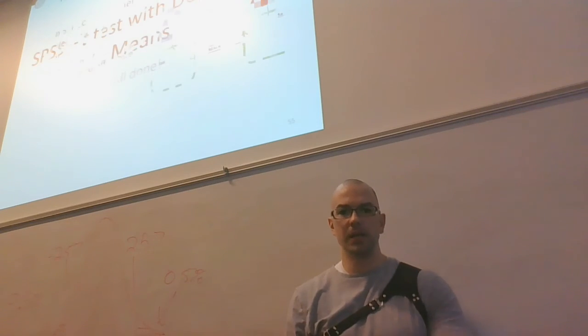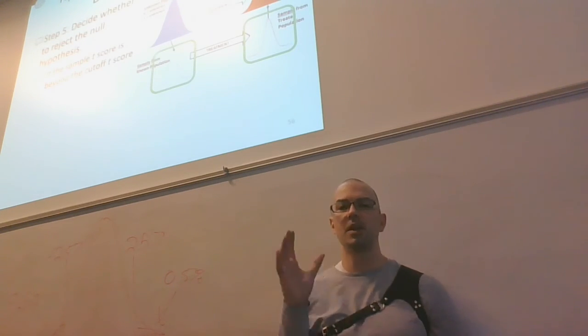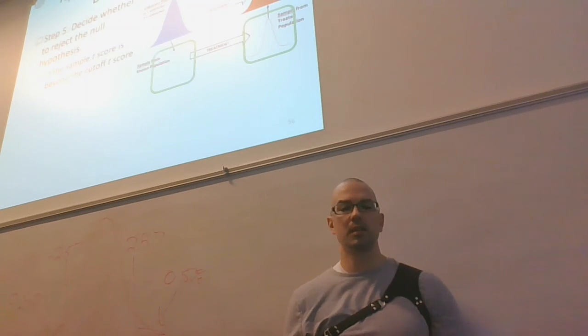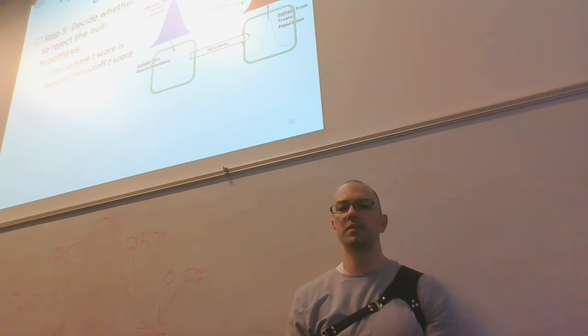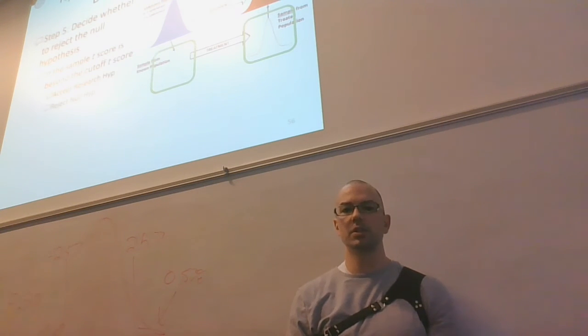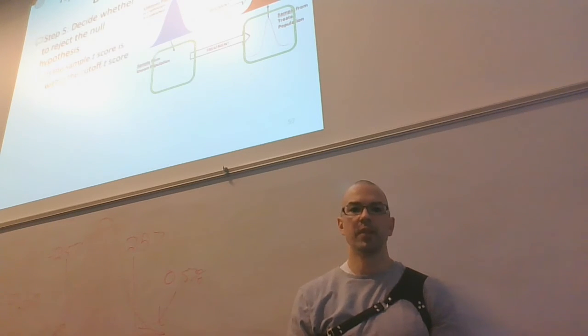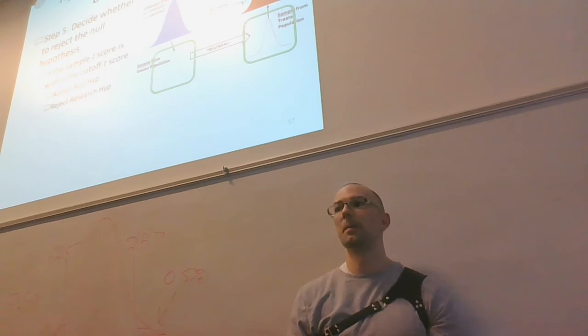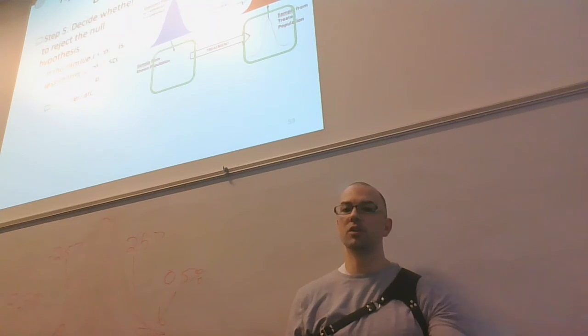All right, let's wrap up today's class. T-test with dependent means. Last thing we need to do, step number 5, decide whether to accept or reject the null hypothesis. If that sample t-score is beyond the cutoff t-score, we would accept the research hypothesis and reject the null hypothesis. That has not changed. If the sample t-score is within the cutoff t-score, we would accept the null hypothesis and reject the research hypothesis. That hasn't changed. However, we are now transitioning where instead of cutoff scores, we're going to use probabilities.